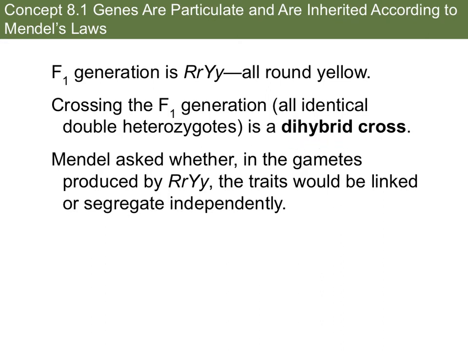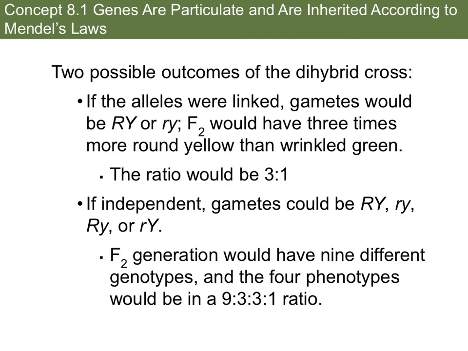Mendel asked whether in the gametes produced by the heterozygous F1 generation, the traits would be linked or would they segregate independently. There are two possible outcomes of the dihybrid cross. If the alleles were linked, the gametes would be big R big Y, or little r little y. They would stay together. As a result, the F2 would have 3 times more round yellow than wrinkled green seeds, so it would be a perfect 3-to-1 ratio. Again, that's if the big R and big Y always stick together.